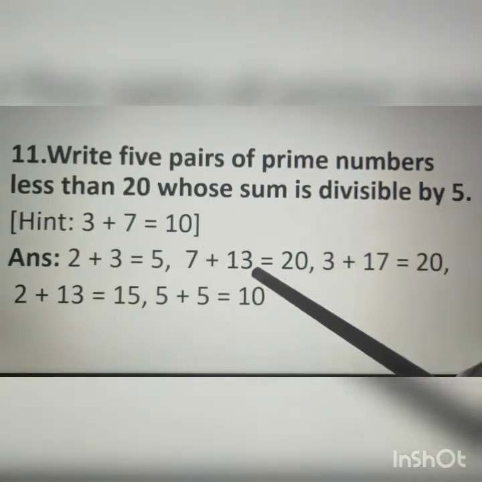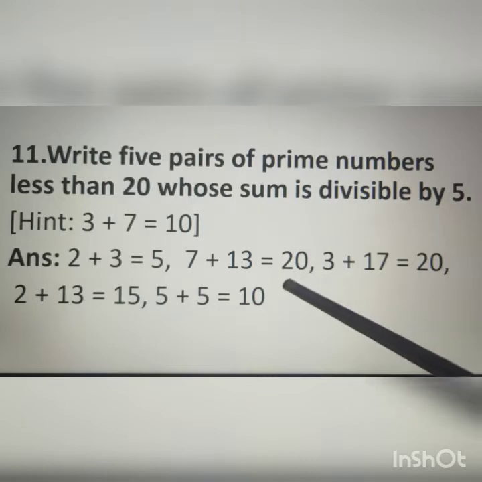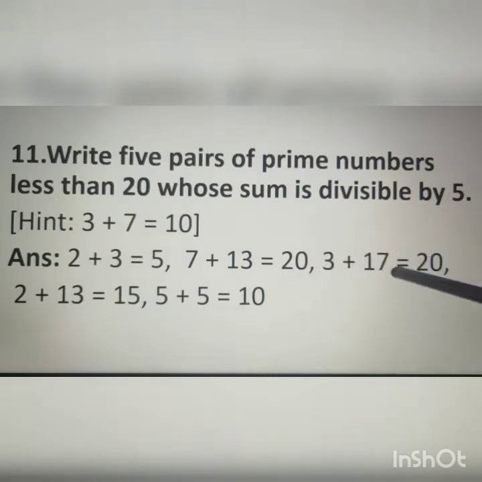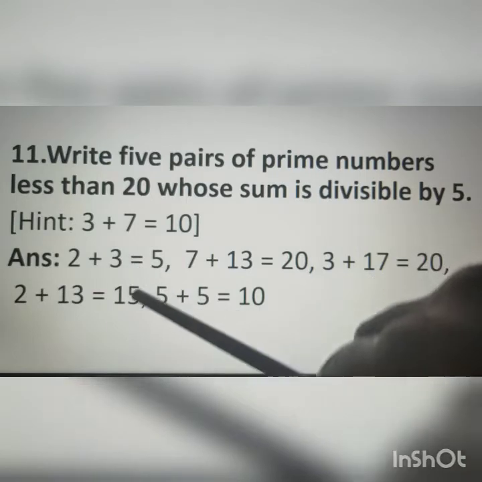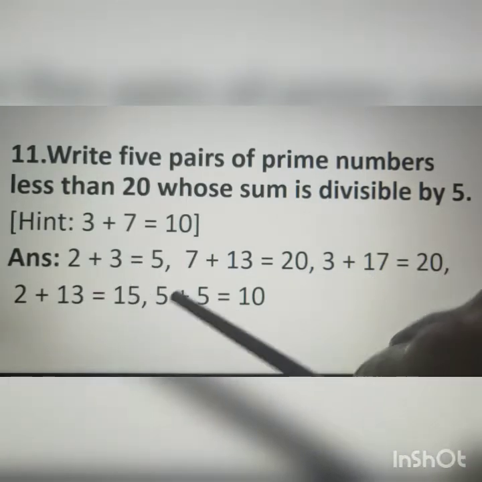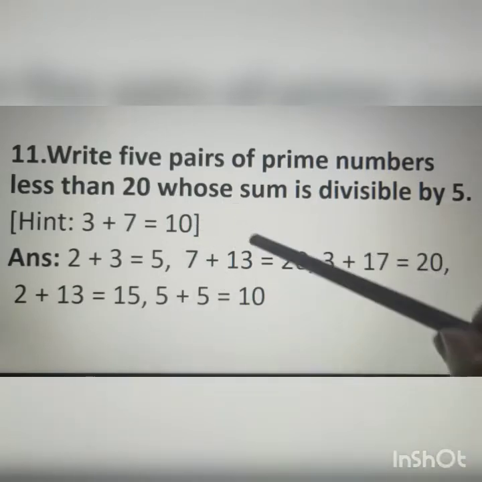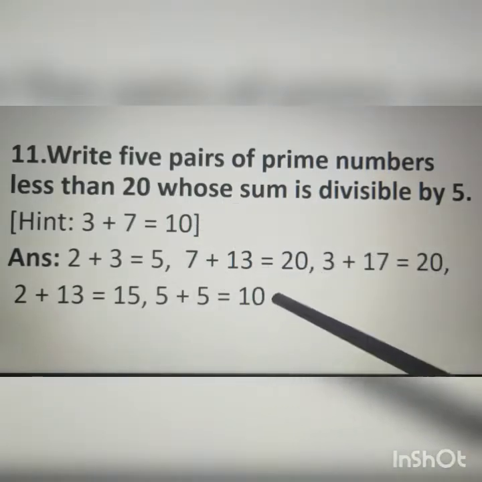7 and 13. They are prime numbers. Their sum is 20 which is divisible by 5. 3 and 17 are prime numbers less than 20 and their sum is 20 which is divisible by 5. 2 and 13, their sum is 15 which is divisible by 5. 5 plus 5, 5 is a prime number and their sum is 10 and 10 is divisible by 5.